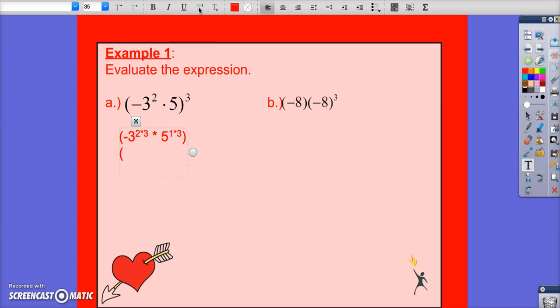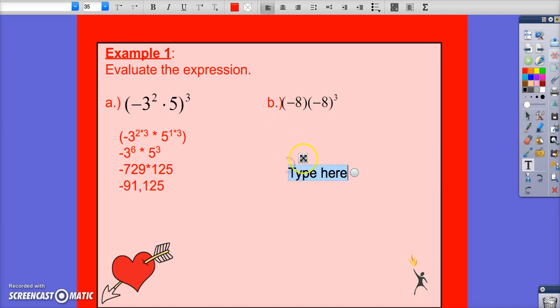Let's just simplify that here. I could actually get rid of the parentheses. So you could get -3 to the 6th power times 5 to the 3rd. If we actually multiply them out, we get -729 times 125, which is -91,125.